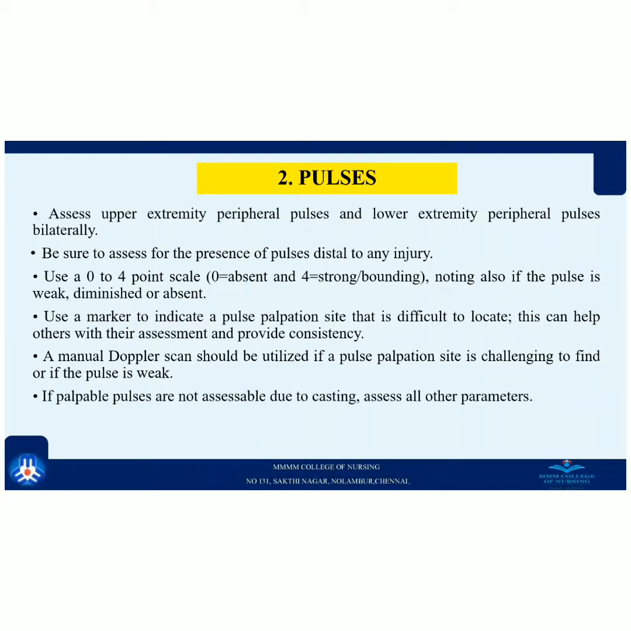Suppose the extremity has a POP or cast, which makes it difficult to assess the pulse. We can assess all other parameters, and if everything remains within the normal range, then we can consider the pulse to be normal. Document if there is a change in the pulse detected and notify the healthcare provider.